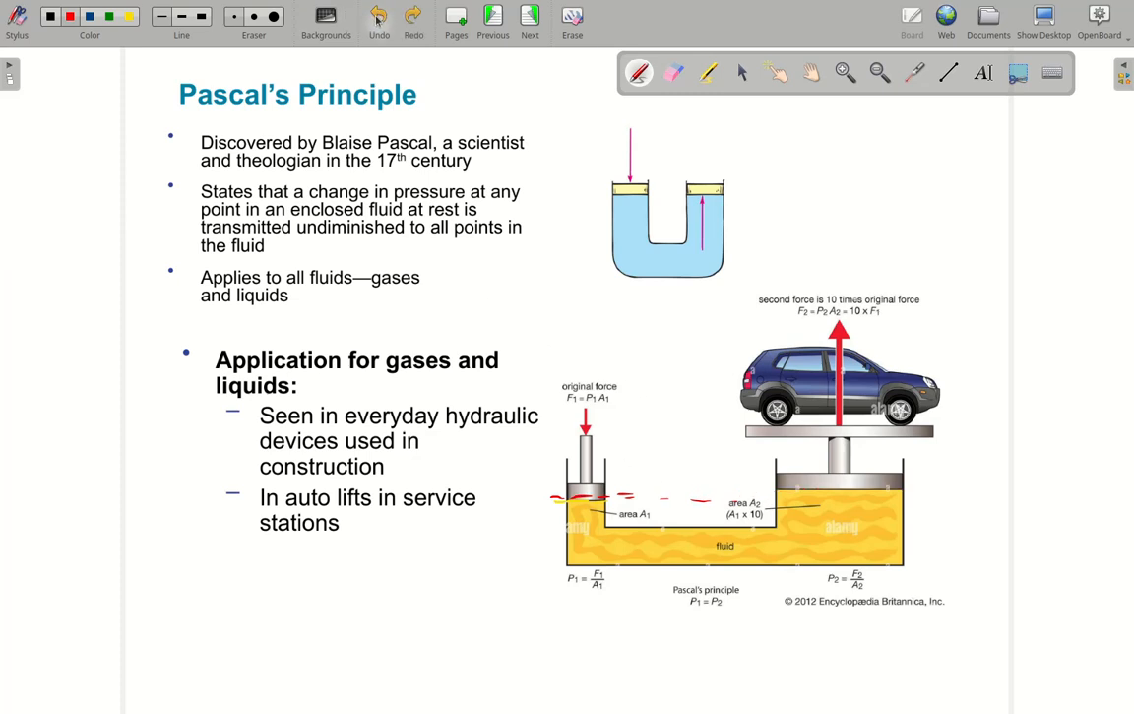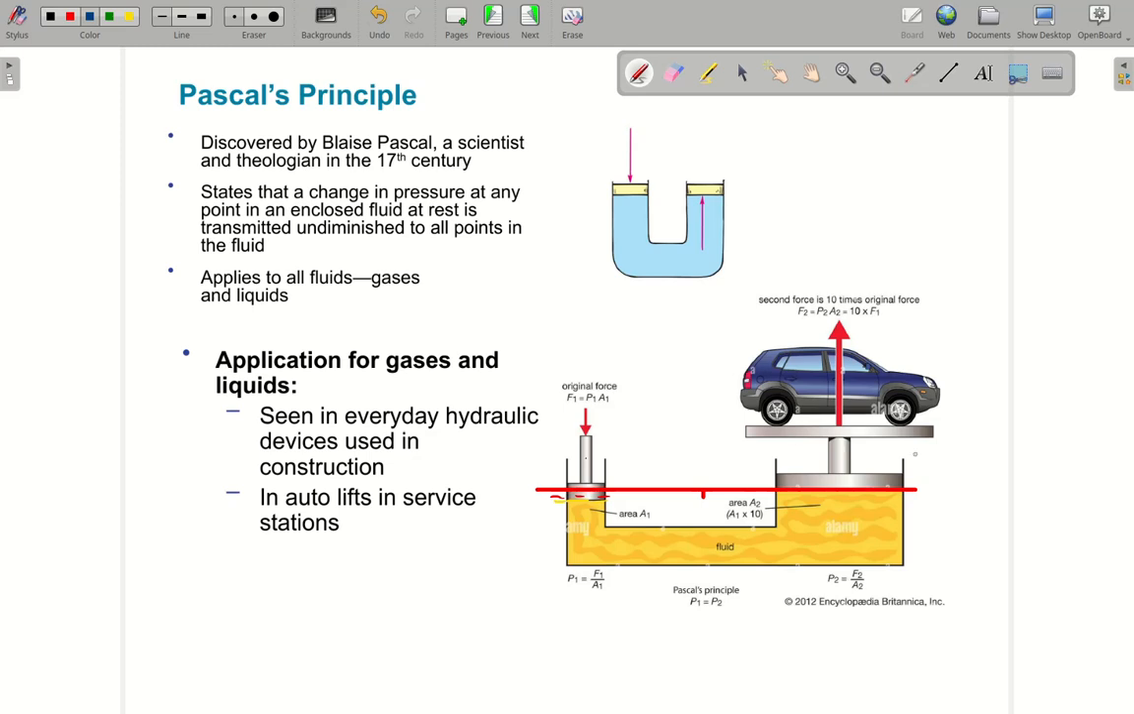Let me retry this. I did a messy job here. I'm going to draw a line maybe. Let me carry that a little bit. Here we go. All right. That's better. So at the same level, we will have the same pressure.